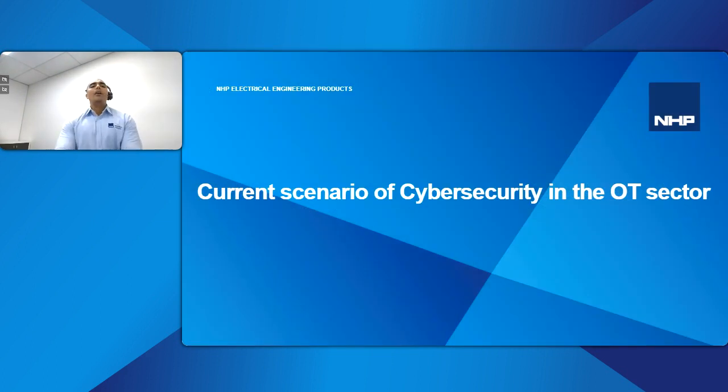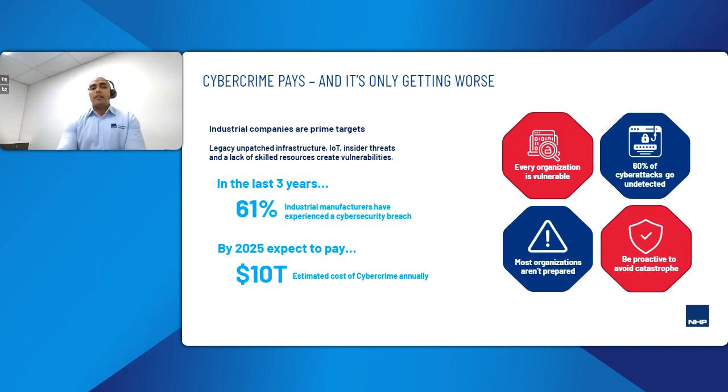What is the current scenario of cybersecurity in the OT sector? As you know, in the last months or last year, some commercial companies like Medibank and Optus have been hacked. From some statistics, after the pandemic, these cyber attacks have increased like 600%. And why? Because cybercrime pays, and it's only getting worse. And our industrial companies are prime targets.